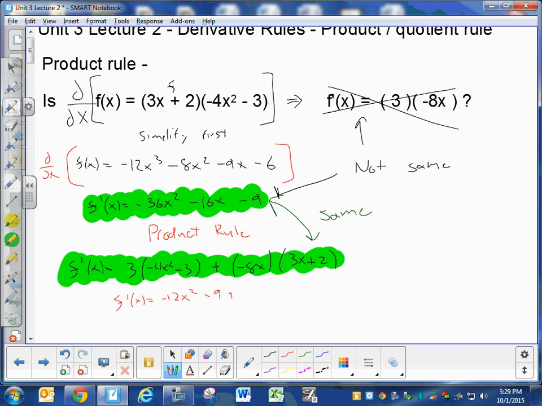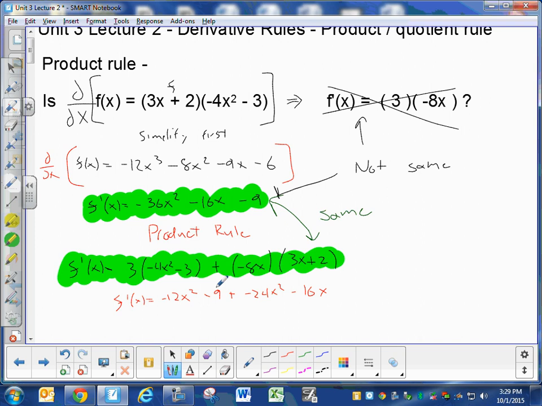-12x squared minus 9 plus -24x squared minus 16x. -12x squared and -24x squared give me my -36x squared. I have -16x and I have a -9. It's the same, okay? I will accept either answer. It's okay that you don't simplify, okay?